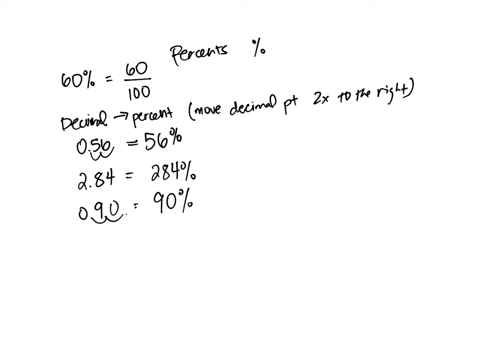And it works too if you have more than enough decimal places. 1.732. Moving the decimal place 2 times to the right is 173.2%. It makes sense that if I wanted to change from a percent to a decimal, the other way around, I would do the opposite, right? So instead of moving the decimal point 2 times to the right, I'm going to move it 2 times to the left.